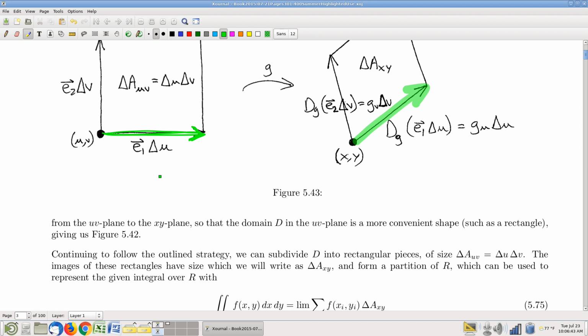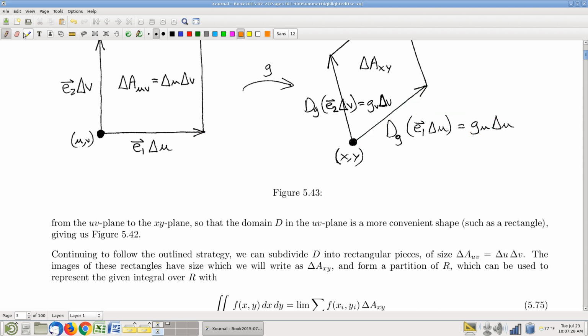E1 delta u, plug that into the derivative transformation, and you get that output edge vector: the derivative transformation on E1 delta u. Okay. Now, a little bit of Chapter 3 stuff. What does a derivative do here? First of all, scalars factor out. And second of all, derivative transformations on standard basis vectors are partial derivatives. Everybody happy?